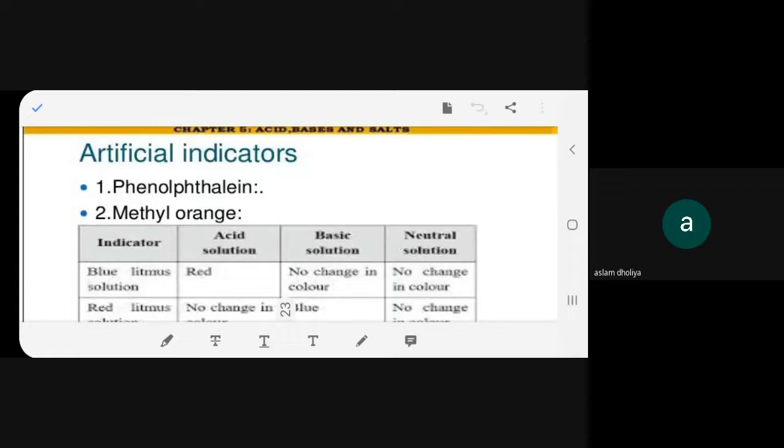Give me examples of natural indicators one by one. Can anyone give me the examples of natural indicators? As it's a part of revision, I've already taught you. So name the natural indicators, please.